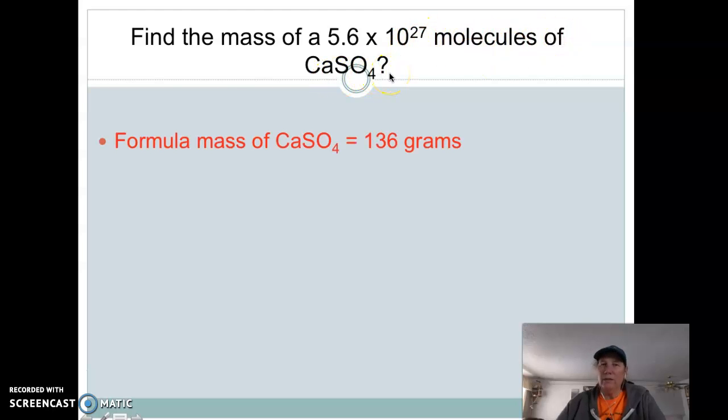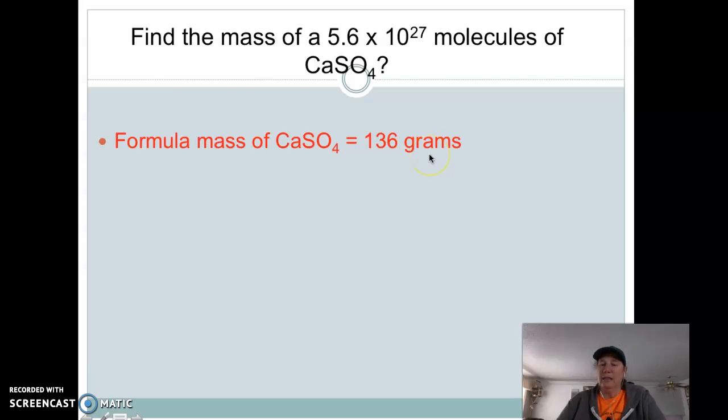Well, first I've got to find the mass of calcium sulfate. I'm going to take 1 calcium, which is 40, 1 sulfur, which is 32, and 4 oxygen. 4 times 16 is 64. So 64 plus 32 plus 40 equals 136. Okay, so now I've got the mass of calcium sulfate, 136.